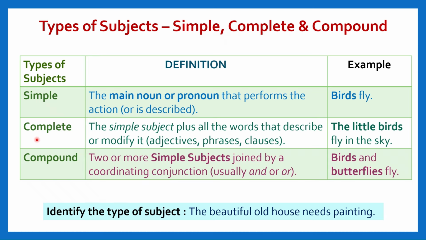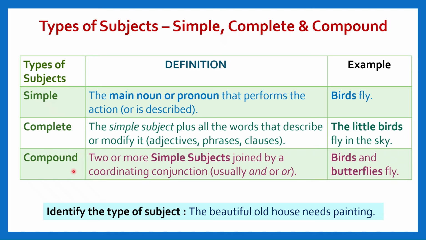Next, the complete subject. It is the simple subject plus all the words that describe or modify it, that is adjectives, phrases, clauses. অর্থাৎ একটা সিম্পল সাবজেক্ট এবং তার সাথে থাকা মডিফায়ারের দল মিলে একটা কমপ্লিট সাবজেক্ট তৈরি করে। For example, the little birds fly in the sky. Here, the entire noun phrase, that is the little birds, it is the complete subject because the and little, these words describe the simple subject birds.